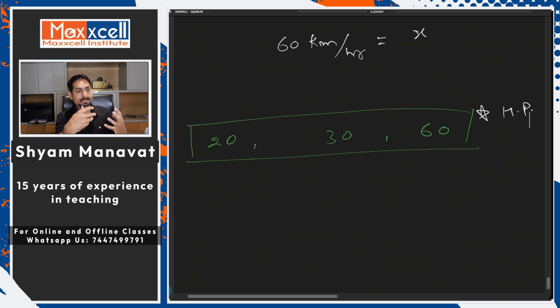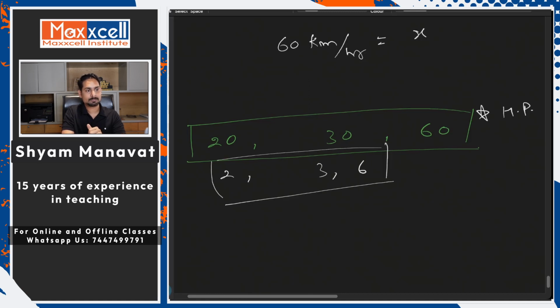So that's how you become familiar with the numbers. You become comfortable with the numbers, okay? So 20, 30 and 60. Remember, they are in harmonic progression. These numbers are important. 2, 3 and 6. They are in harmonic progression. Remember this. We will use this kind of triplets to make calculation easier, we may use it in different questions. So this is important. Remember, 2, 3 and 6 are in harmonic progression.